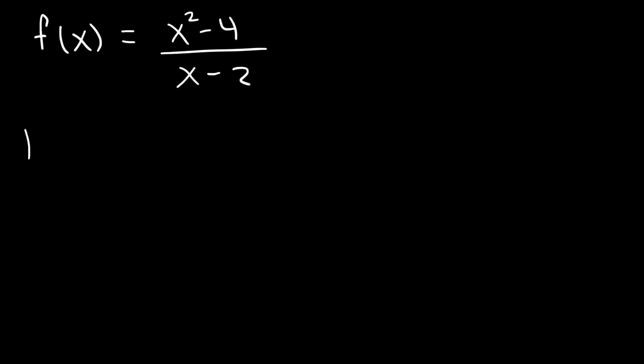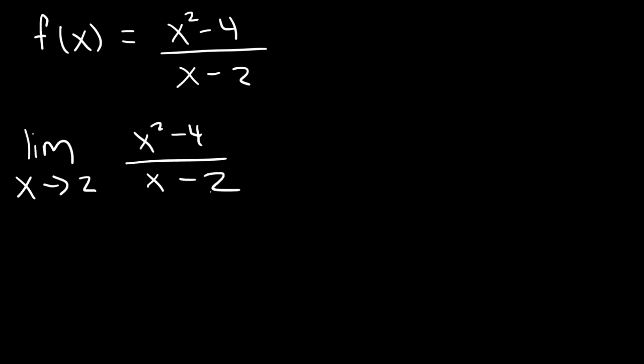Let's start with limits. So let's say we have some function f of x, and it's equal to x squared minus 4 over x minus 2. What is the limit as x approaches 2 of that function? So what exactly is a limit? What does it do? Basically, what this question is asking is, as x approaches 2, what does the y value, or what does f of x approach?